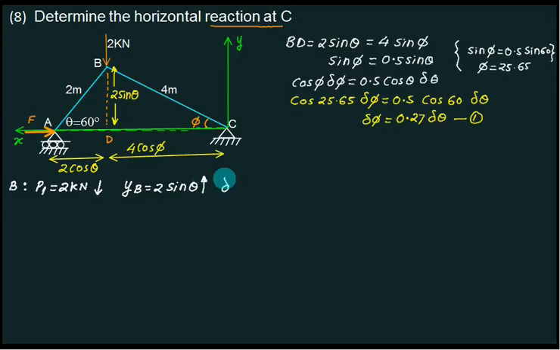What is the partial derivative of yB? It is 2 cos theta into del theta. We have another force at point A. At this A, I have force F, that is my reaction actually. Is this reaction I have assumed rightward? This one is rightward, meaning horizontal. Horizontal means x, the x at point A.